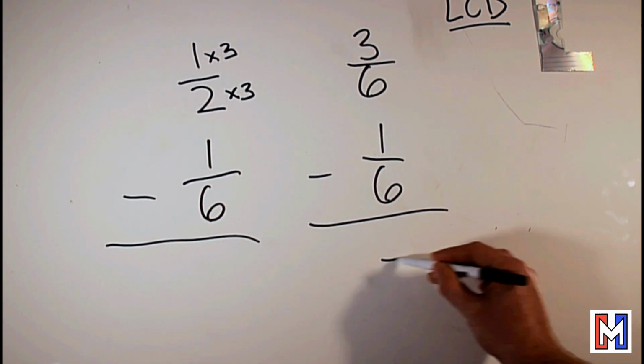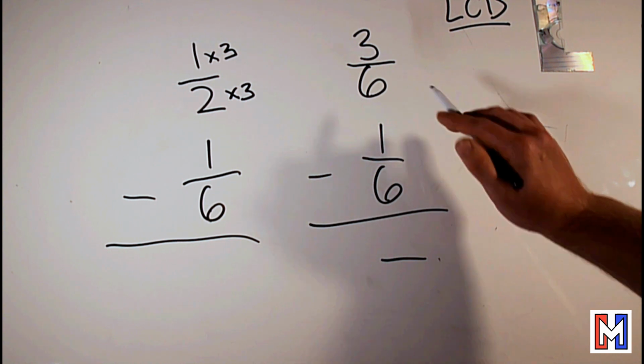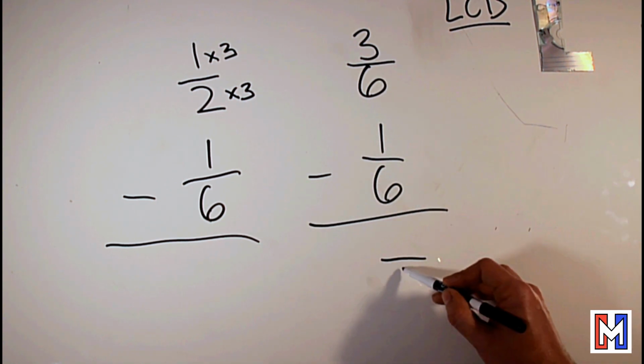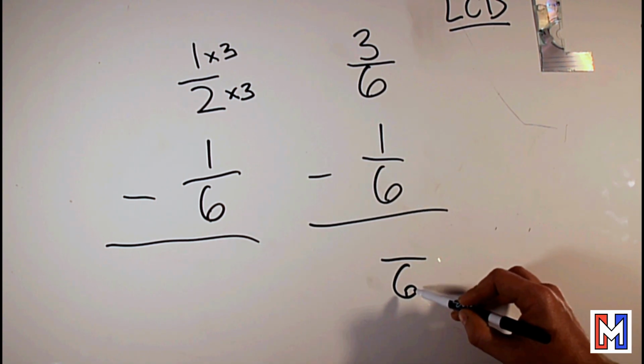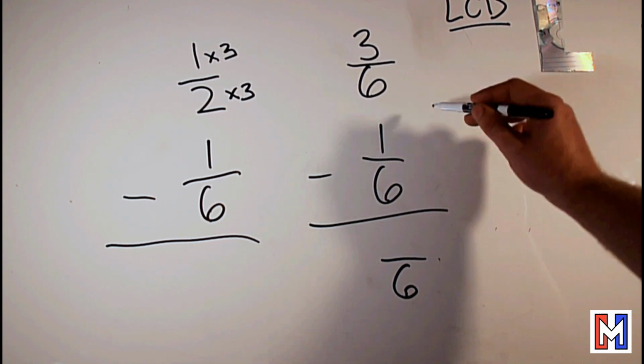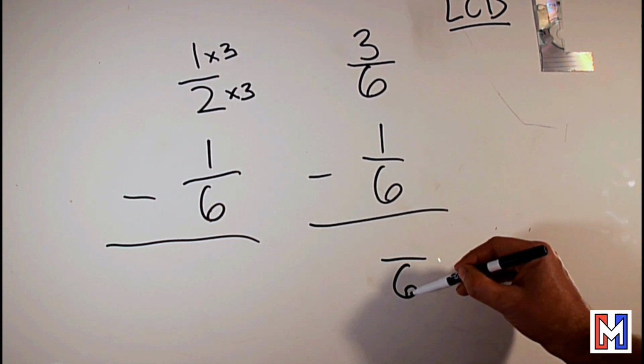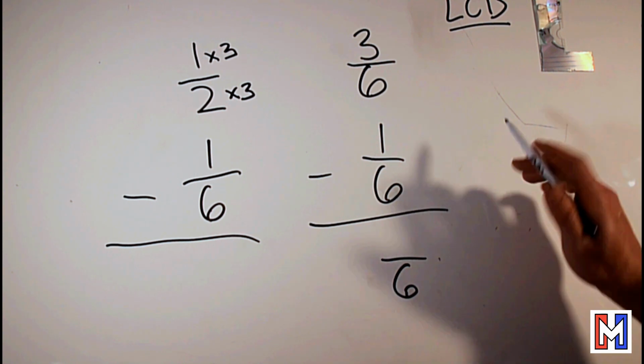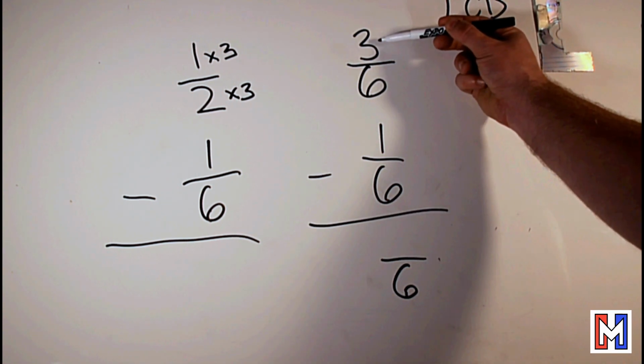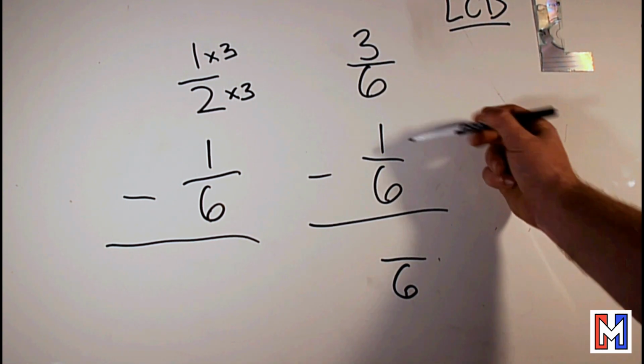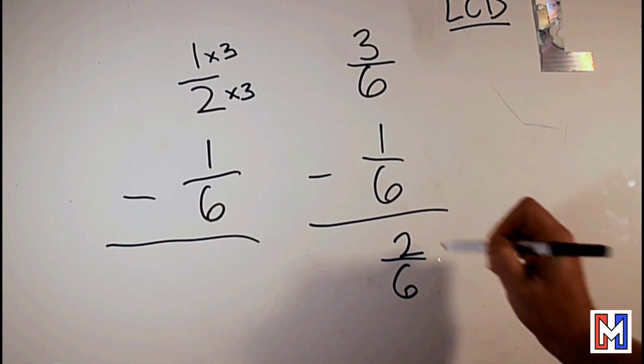And when subtracting or adding fractions, as long as the denominator is the same, that's how many parts make a whole. So we're not going to be subtracting 6 minus 6. It's still out of 6 parts, so that's still our denominator. But now we're looking at our numerators. We're going to take 3 and subtract 1, and we get 2.